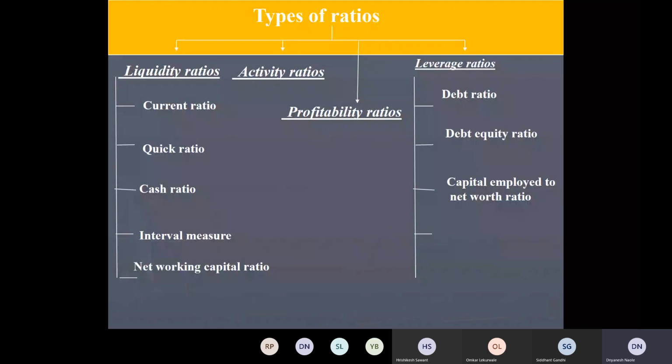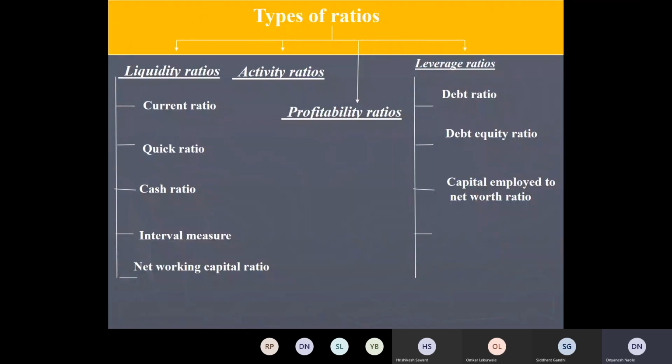Okay, so now under liquidity ratio, that is our today's agenda. We'll try to see all these ratios: current ratio, quick ratio, cash ratio, interval measure, and net working capital ratio. Mostly the first four. Then under activity ratios, there are profitability ratios and leverage ratios. Mostly we'll try to cover the liquidity ratios today. I hope you have understood the names of the ratios.